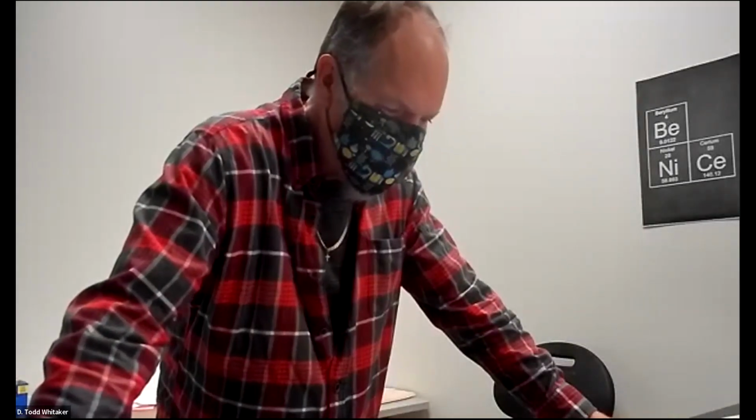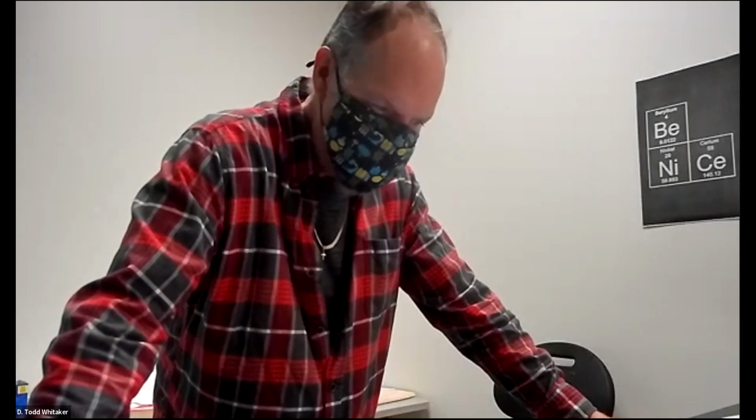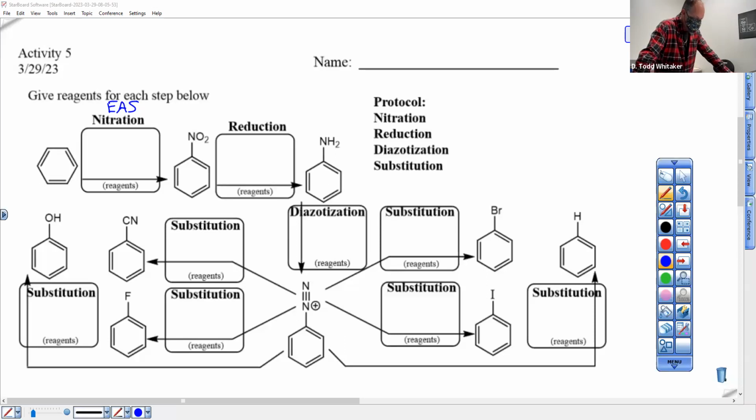Now we're going to look at a protocol that you have to learn for your test. This protocol is really important for two reasons. One, it's how we put an amine group on benzene. It is not known how to do that directly, so don't pretend it is. It's a multi-step process, clearly two steps.